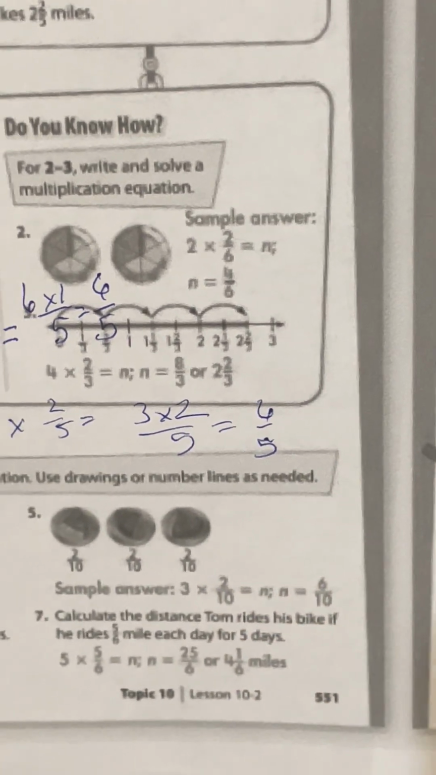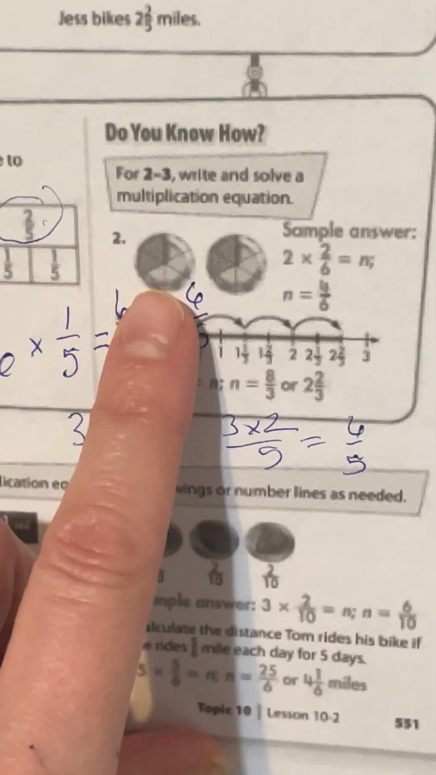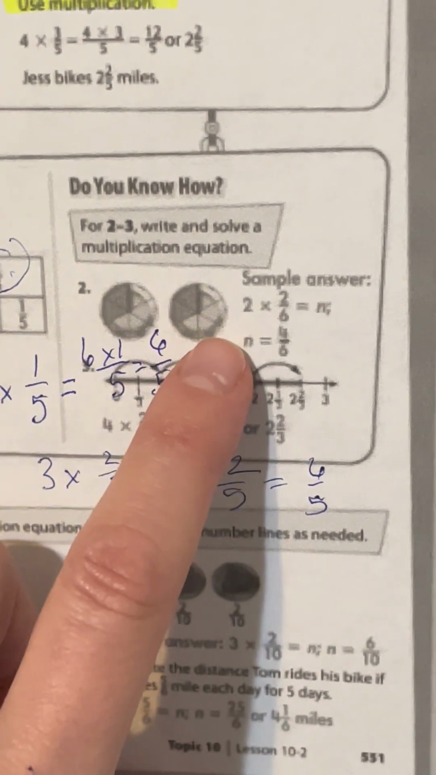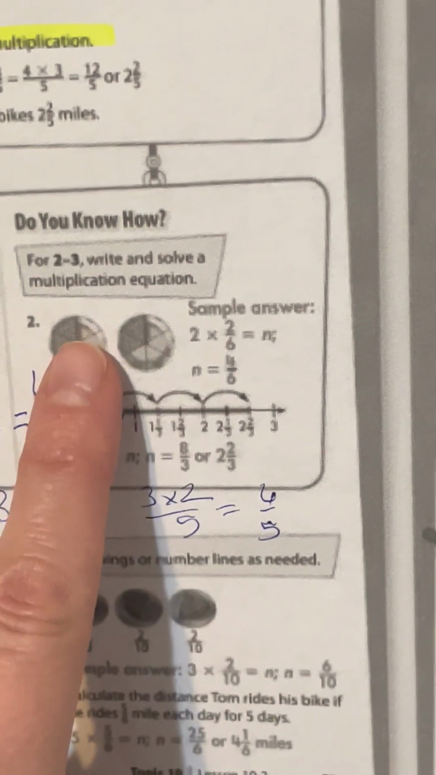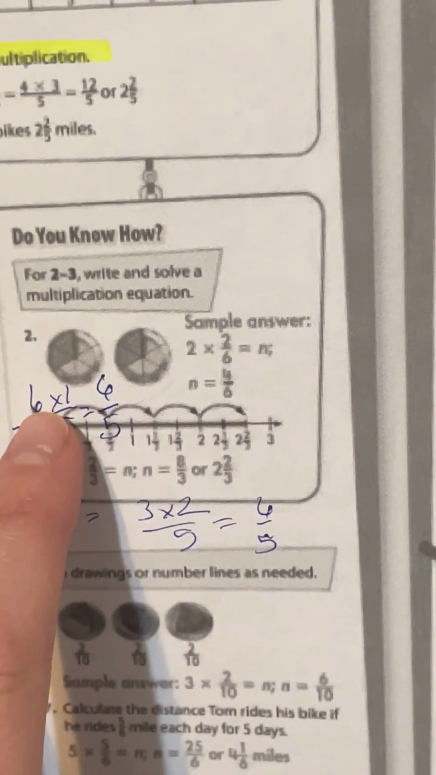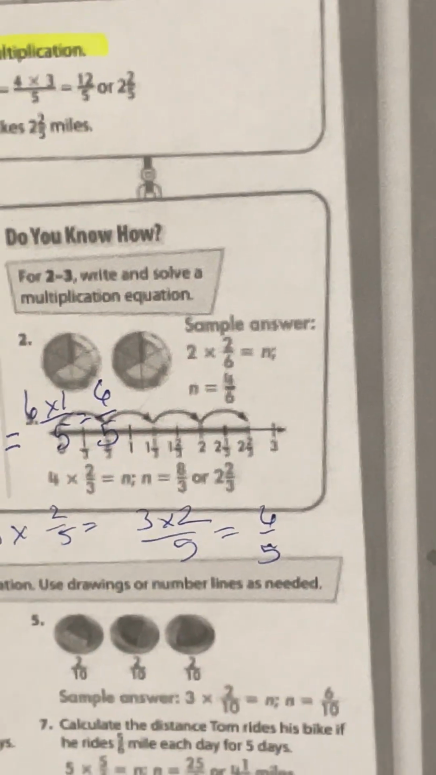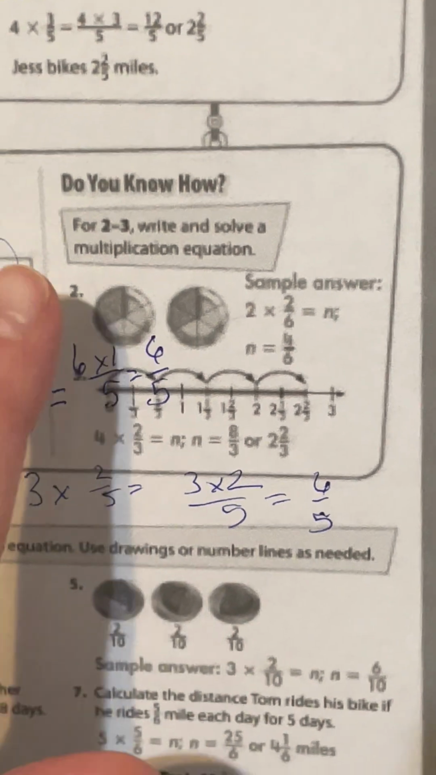I already have the answers up, and that's okay, but look at the pictures. 2 out of 6 are shaded here, and 2 out of 6 are shaded here. So what whole number are we multiplying by? 2. So 2 times 2/6 is 4/6, right? Of course, because 2 times 2 is 4/6. And you can also see that.